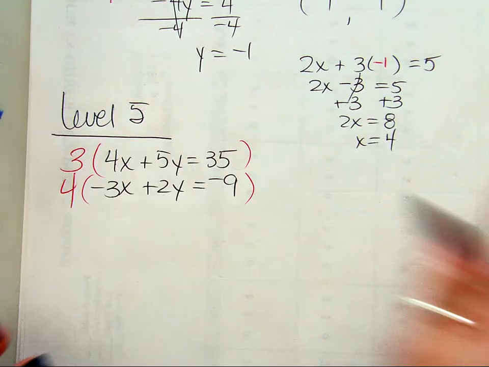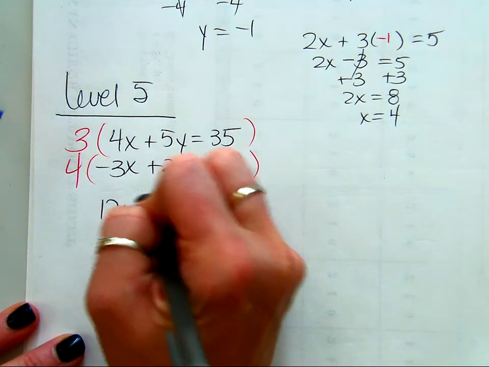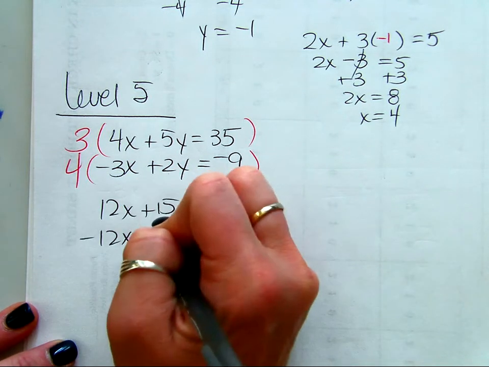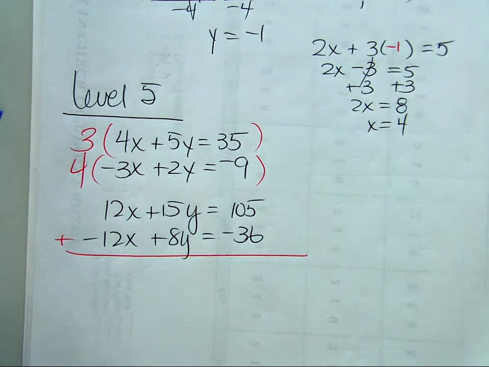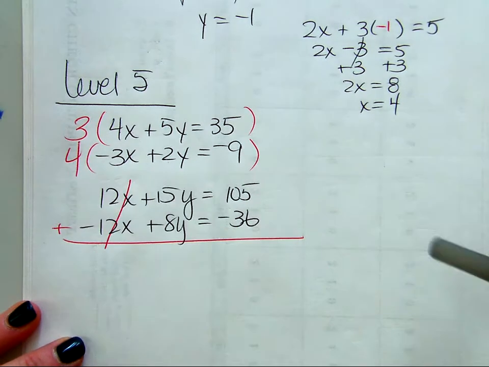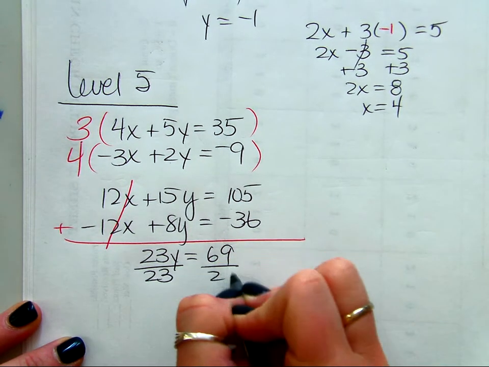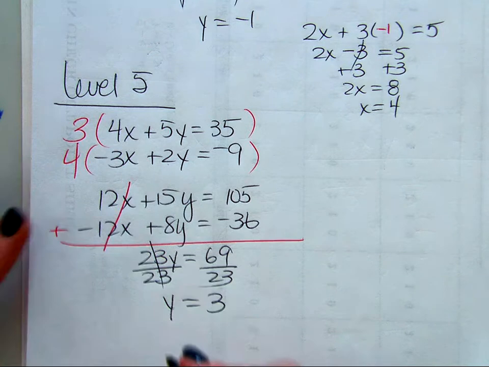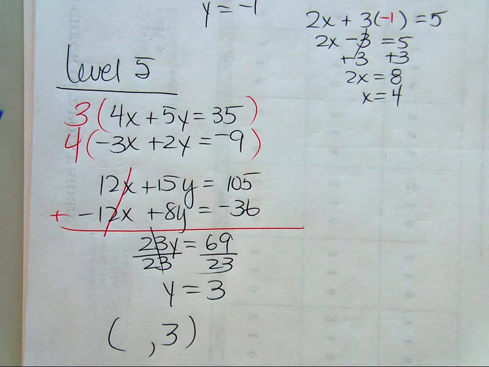And then you have two brand new equations: 12x plus 15y equals 105, and negative 12x plus 8y equals negative 36. I have some pretty big numbers, but that's okay. We're good to go because these cancel. 23y is equal to 69, and when I divide by 23, I get a y value of 3. I want to just leave this right here for right now.